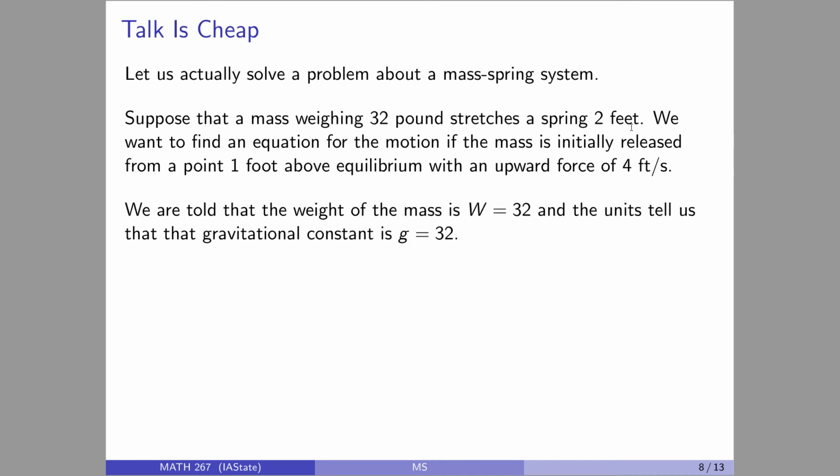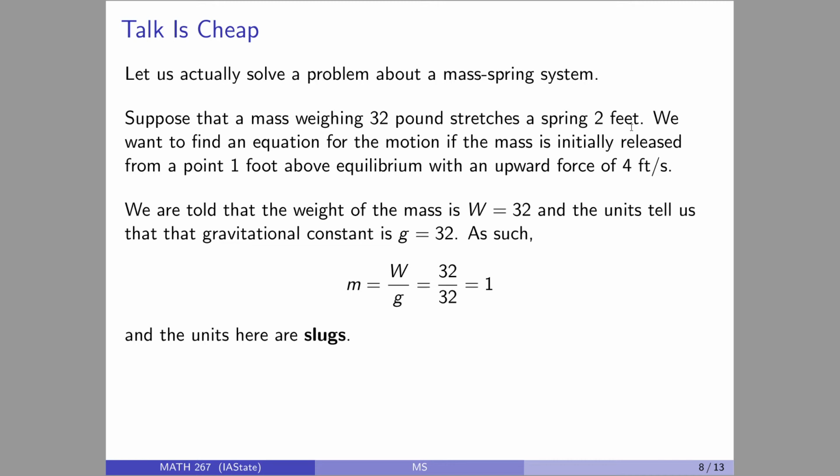Well, the first thing to note is that we're told the weight of the mass, W, which is 32 pounds. The units that we see going on here, feet and seconds, tells us that the gravitational constant is going to be 32 feet per second squared, if we're really paying attention to that. So that means the amount of mass that we have is the weight divided by the gravitational constant. So in this case, 32 over 32, that's nice, it's just equal to 1.